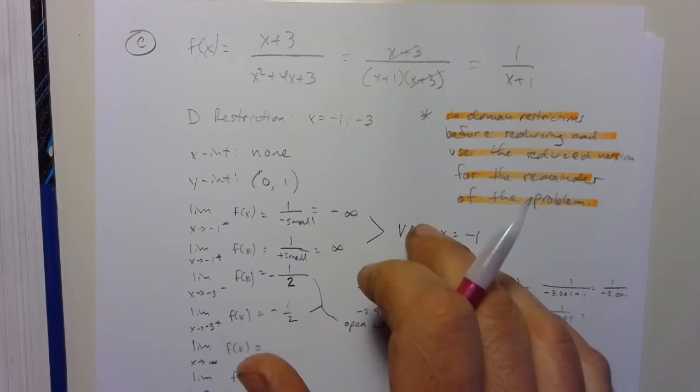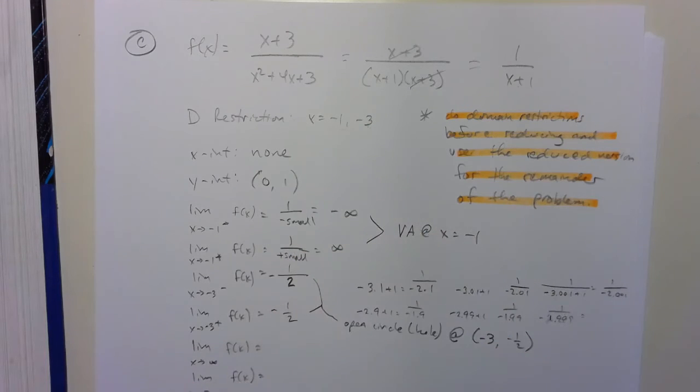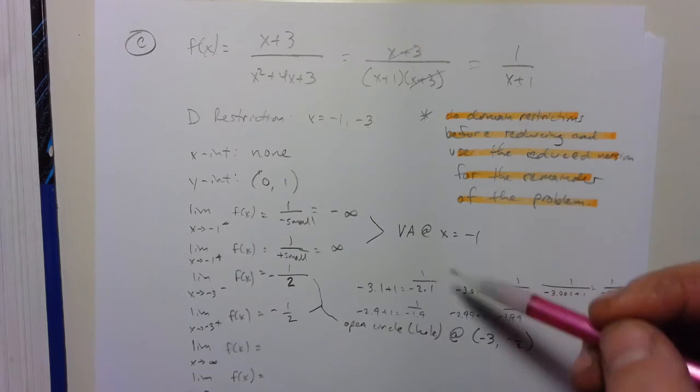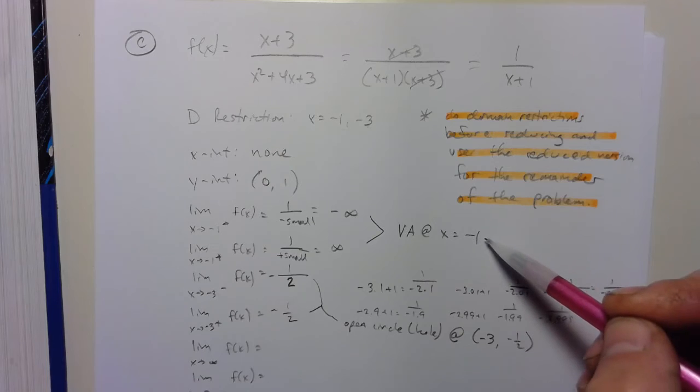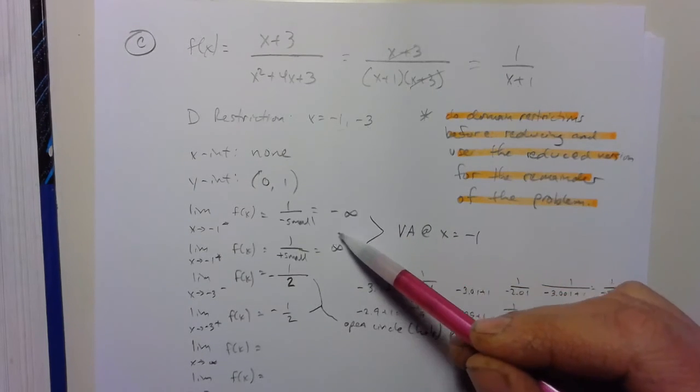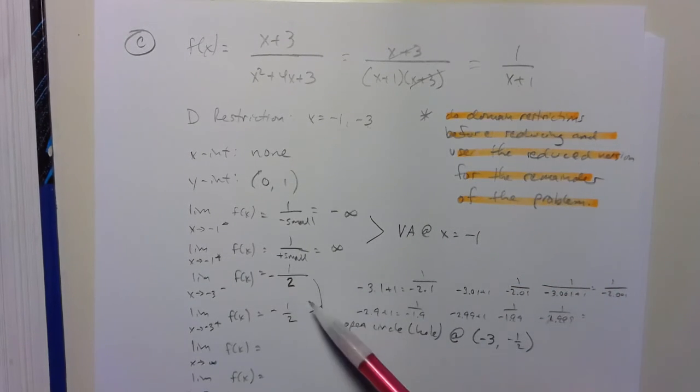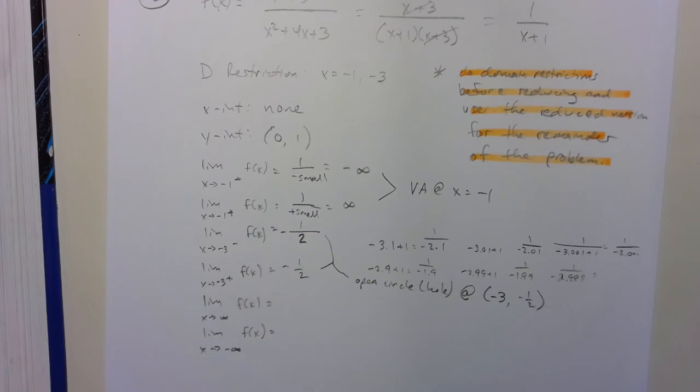Okay, so domain restrictions fit into these two classifications, either a vertical asymptote or a hole. Right, a vertical asymptote is where they're approaching infinity or negative infinity. They're a hole or an open circle if you're approaching a finite value. Okay.